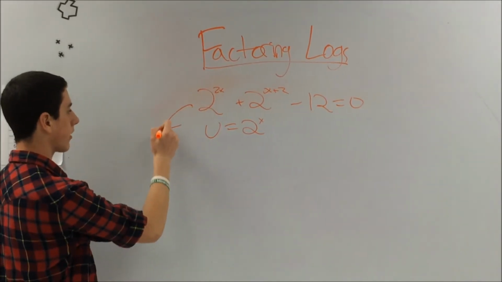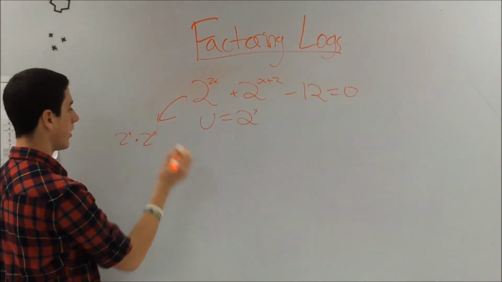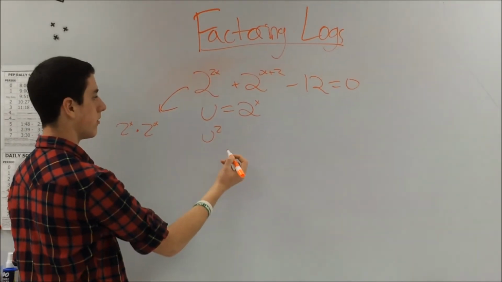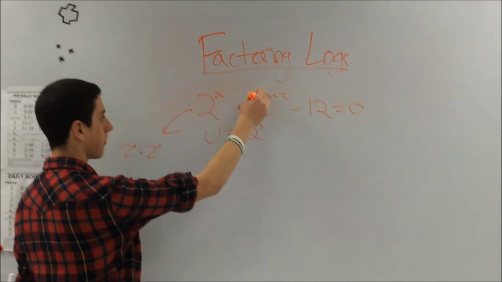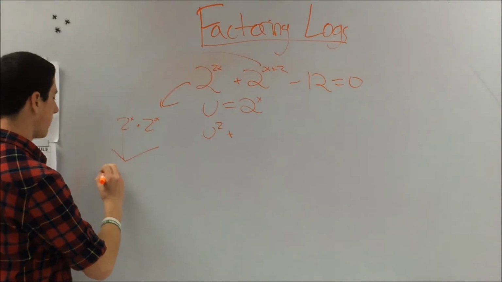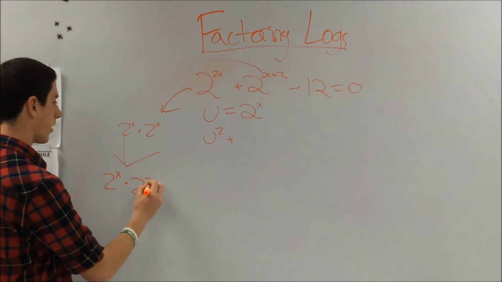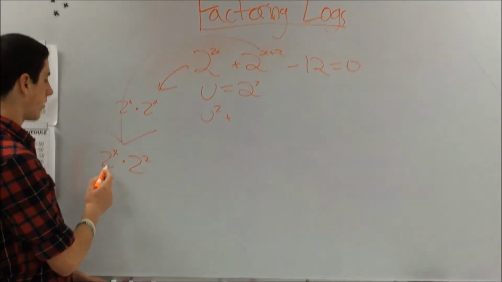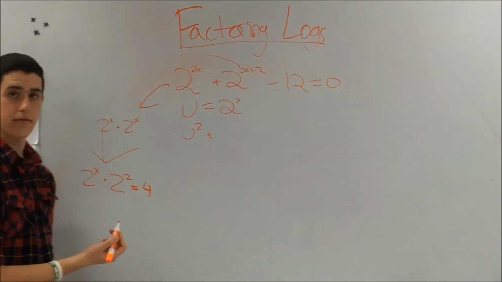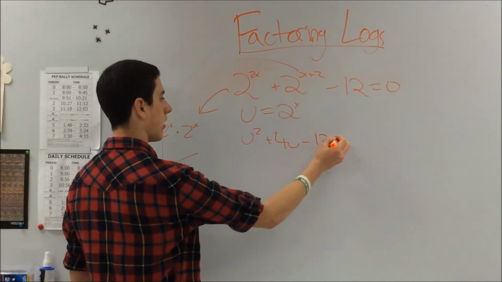So for 2 to the 2x, well, if you separate that out, it's really 2 to the x times 2 to the x. So that is u times u, which is u squared. Now we have 2 to the x plus 2. So that separated out is really 2 to the x times 2 squared, right? But if 2 to the x equals u, and you're multiplying it by 2 squared, which really equals 4, you're actually going to have 4u. So that becomes 4u. The 12 stays the same, and it all equals 0.